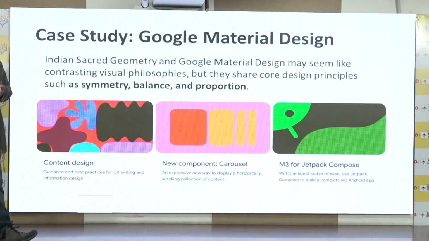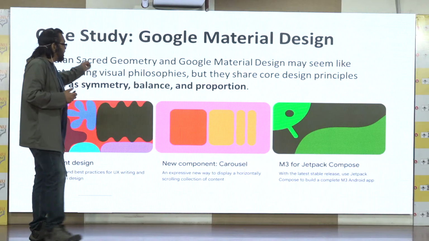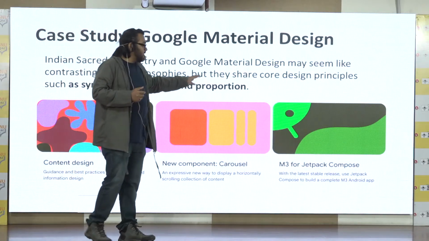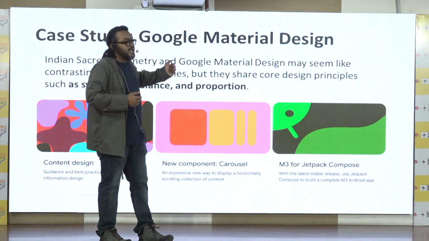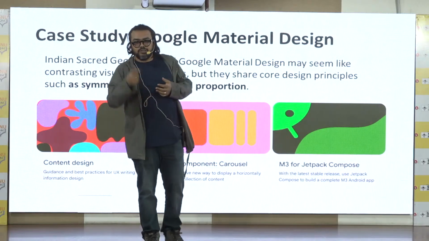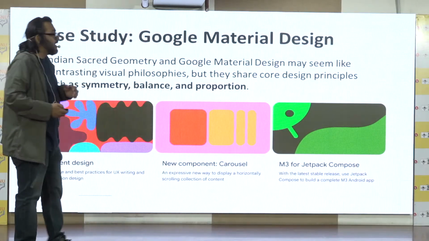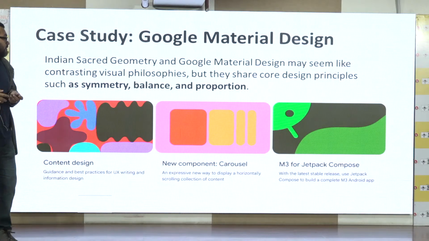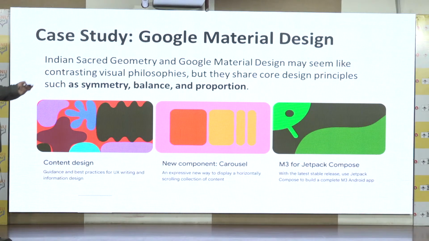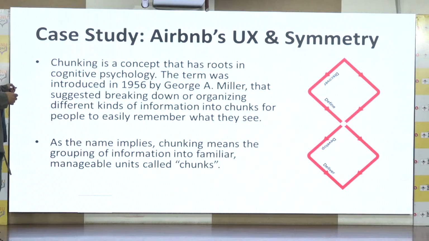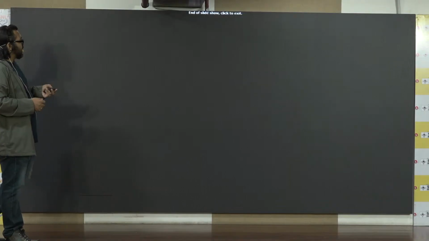Same for Google Material Design. In Google Material Design, they have used symmetry, balance, and proportion exactly the way we have used in our ancient designs in the Sri Yantra and in terms of the Shulva Sutra. So I'll be talking about one principle before I go to the Airbnb structure.